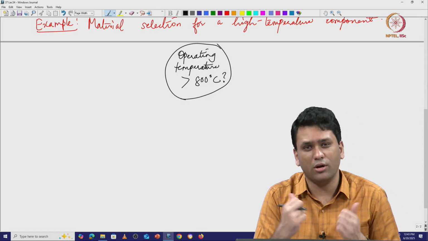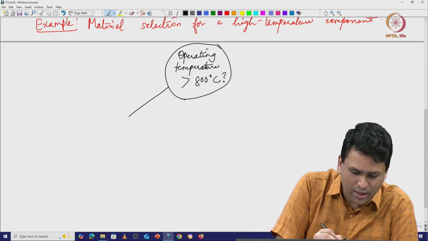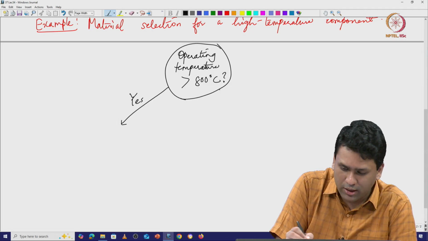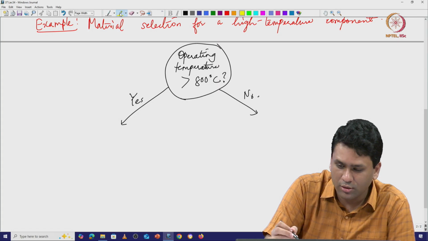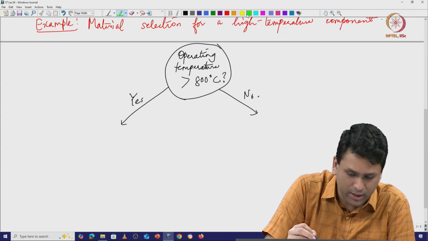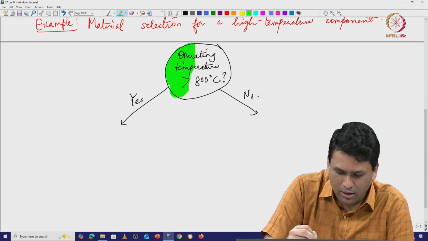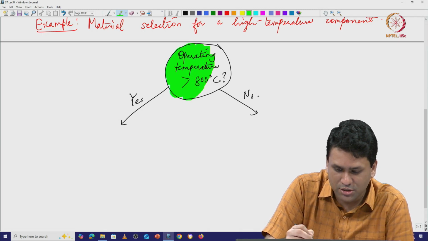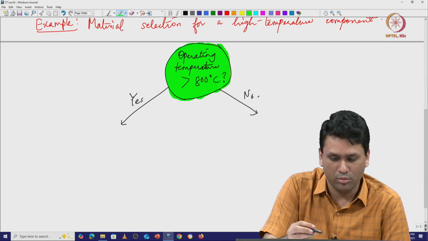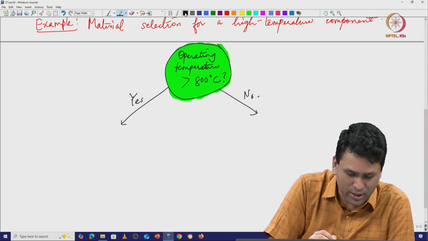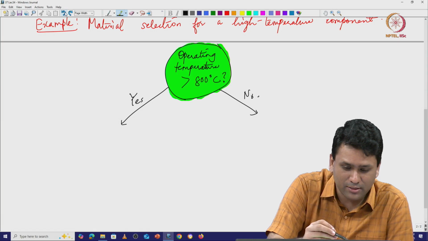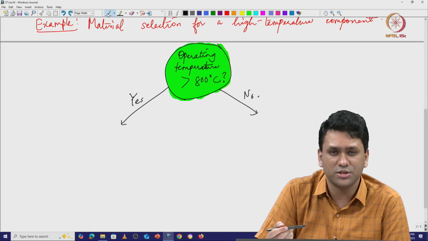So, in decision trees you always only have two branches. The answer could be a yes or it could be a no. That is the first node here, and let me mark it in green. This is a decision node, a node where a decision is made. Depending on your process, you may answer yes or no, depending on the operating temperature. If you say yes, that is where the next question will be asked to further partition the feature space.